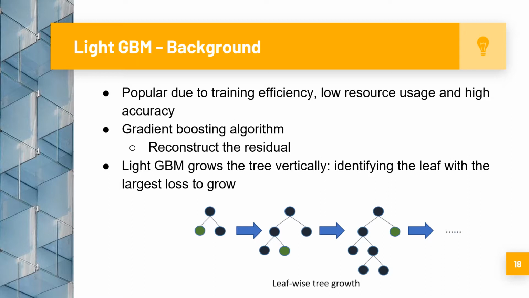It works by growing trees leaf-wise, identifying the leaf with the largest loss to grow. This is different from many other boosting algorithms that grow the tree level by level. This difference allows LightGBM to reduce more loss. On top of this, it has exclusive feature bundling, which means it bundles mutually exclusive features to eliminate feature redundancy.